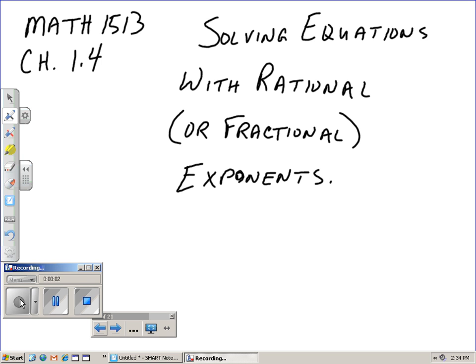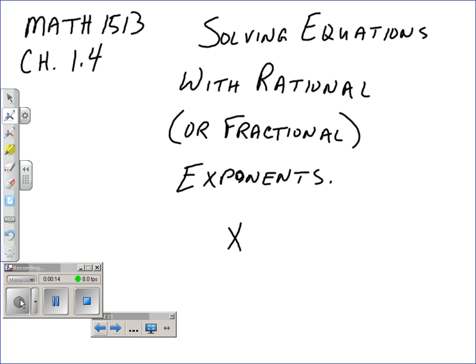This is Northern Oklahoma College Algebra Math 1513, Chapter 1, Lesson 4. We're going to solve equations with rational exponents, or fractional exponents. That just means the exponent is a fraction. An example would be x to the 1/2 equals 5. That's going to be one of our examples that we work, and this is the fractional exponent they're talking about. So I'm going to show you how to deal with fractions in exponents.